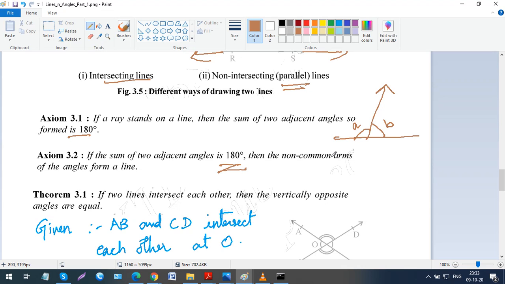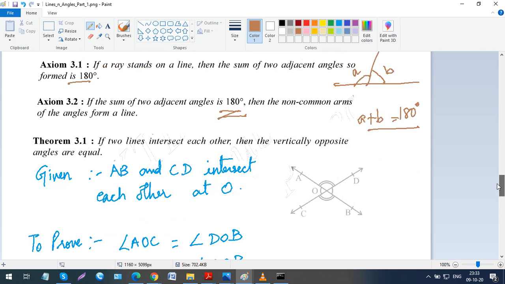So it's the other way around. Okay, the same, axioms 1 and 2 are opposite of each other. So this says if the sum of two adjacent angles is 180 degrees. Now if A plus B gives you 180 degrees, that means this is a straight line. That's what they say.